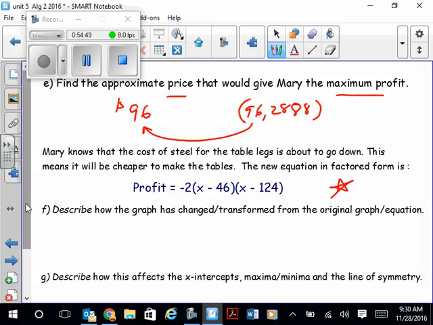I'll be able to make more money. So is y equals what? I didn't do y equals, I just did the 2x. Y equals negative 2, x minus 46, parenthesis, x minus 124. Where did the parenthesis come from?